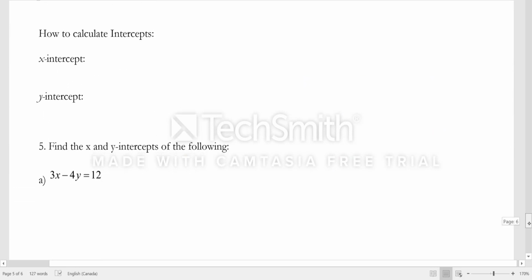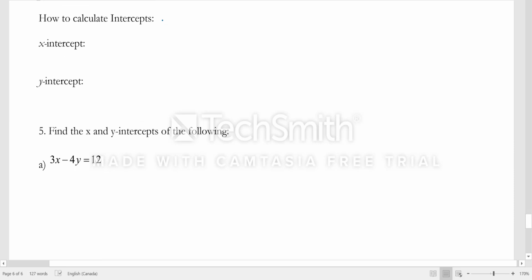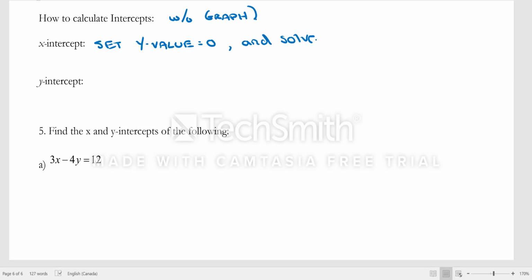Okay, so how to calculate the x-intercepts without looking at a graph. The x-intercept: set your y value equal to 0 and solve. Okay, and the reason why we do that, if you looked at the pattern above, every time we saw an x-intercept, there's one coordinate that we're going to know for sure. Every time the line crosses the x-axis, the y value is going to be 0. So if we know one part of that coordinate, we can solve for the other.